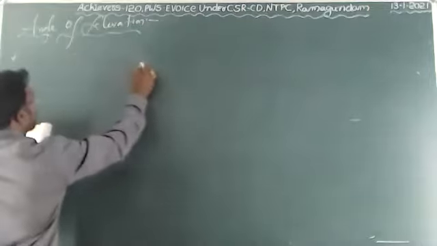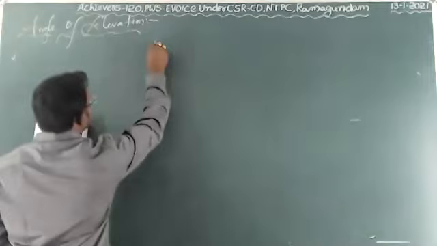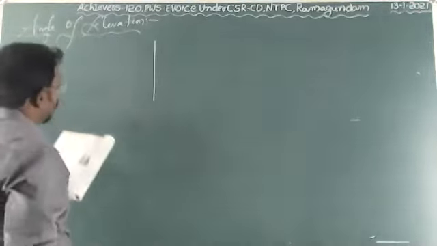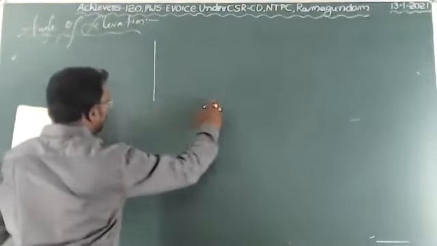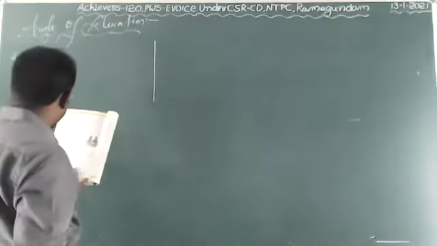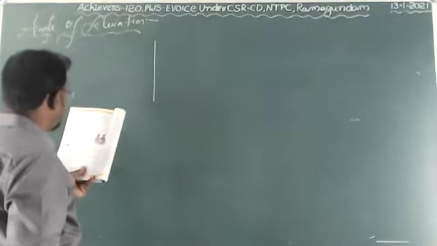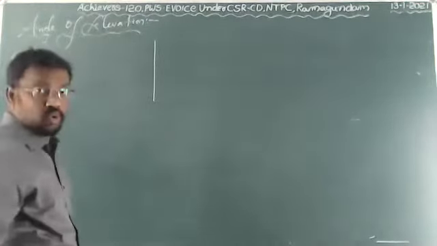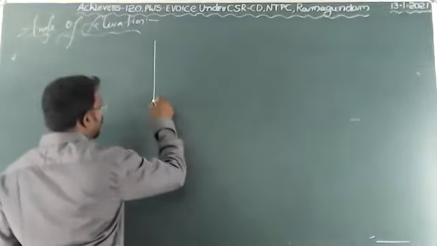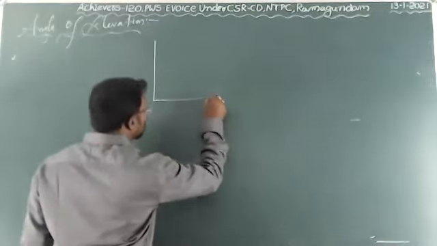See, first draw the figure very carefully, very neatly. A tower stands vertically. See, this is the tower. The tower stands vertically on the ground. This is the ground, this is the base. A tower stands vertically on the ground, and a point is 15 meters away from the foot of the tower. Let us take this is the foot of the tower.